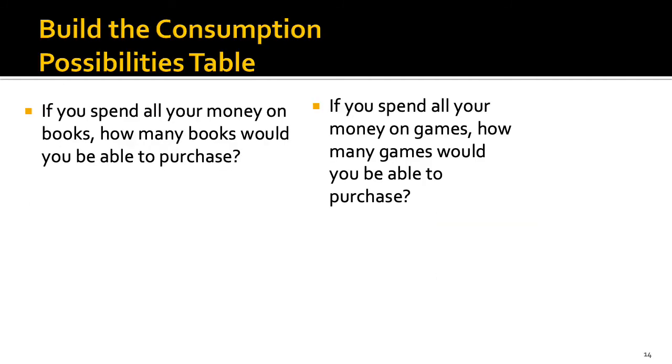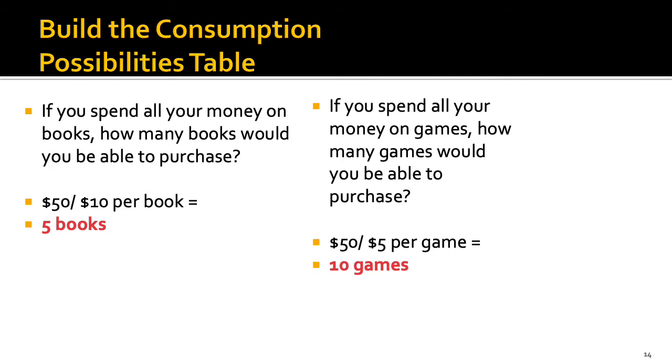So let's start here. If you spend all your money on books, how many books would you be able to purchase? Well, if each book is $10 and you have $50, you could buy 5 books. If you spend all your money on games, you would be able to purchase 10 games. Simple. Those are the two extremes. But what if you want to consume some of both? So let's start with the case where you currently are consuming 0 books and you decide that buying 10 games is too many, so I would like to buy 1 book, and then we can think about how many games that'll allow us to buy.